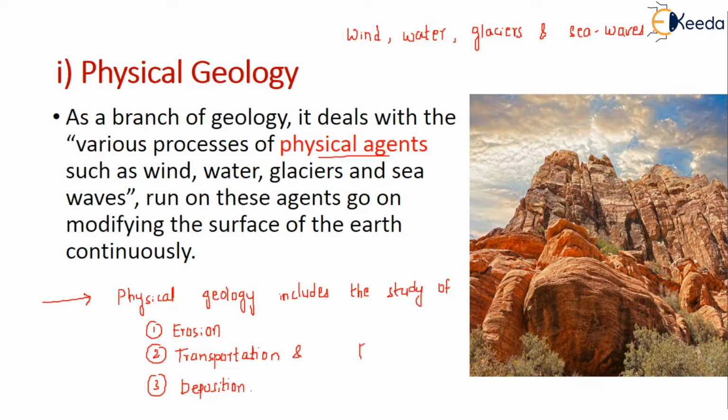This is also known as the ETD process. It is a cyclic process. First erosion will occur, next transportation, next deposition. After deposition, it restarts: again erosion will occur, then transportation, and then deposition. Hence this is a cyclic process and very important in the modification of the surface of the earth. One has to study this to understand geology properly.